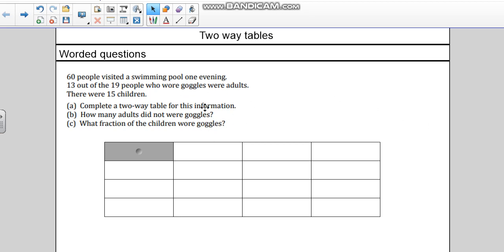To work out how to answer the questions, we need to put the information in a table logically so that we can then see really clearly how many adults did not wear goggles and what fraction of children wore goggles. That will be really easy once this table is filled in. When we're drawing our tables, we should always have a totals column. So our total column is going to be here at the end, and here at the bottom.